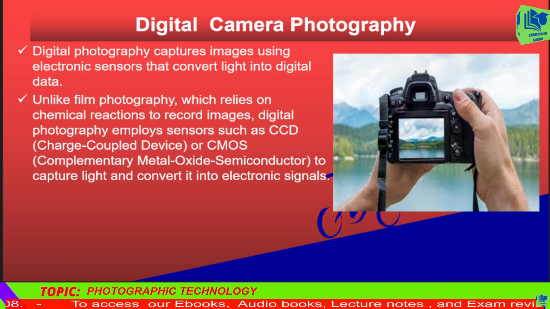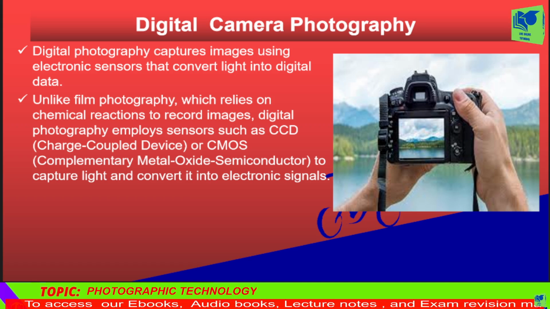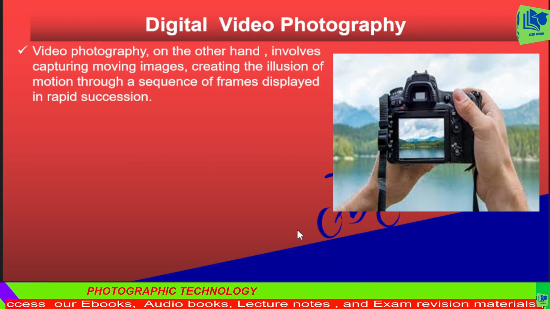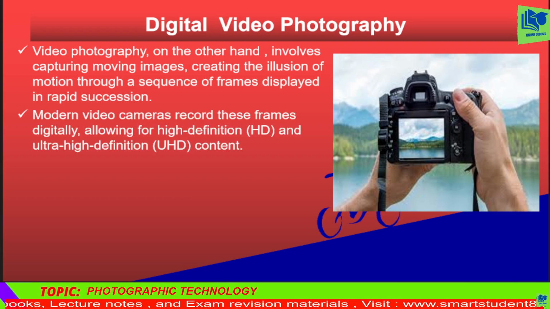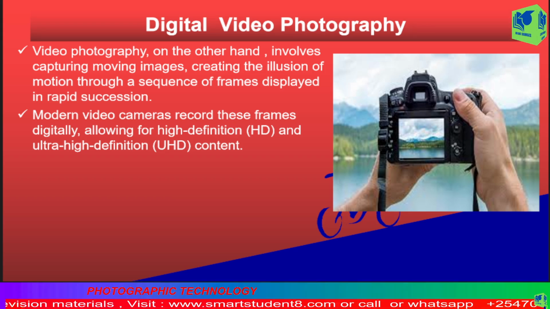Video photography, on the other hand, involves capturing moving images, creating the illusion of motion through a sequence of frames displayed in rapid succession. Modern video cameras record these frames digitally, allowing for high-definition, HD, and ultra-high-definition, UHD, content. The integration of digital sensors in video cameras has significantly enhanced image quality and editing capabilities.